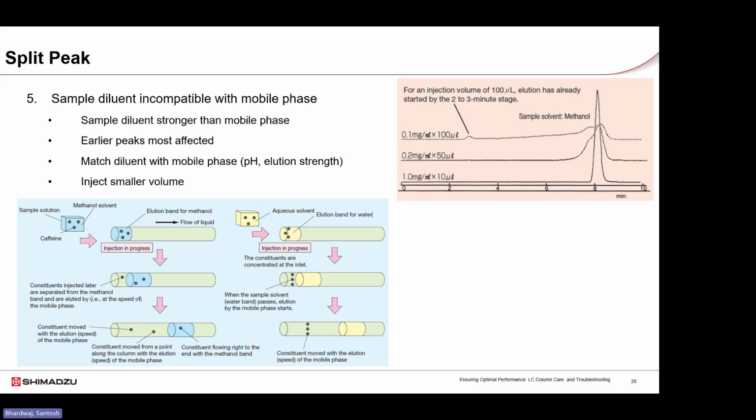Peak splitting can also be caused by a void at the column inlet, which can disrupt normal flow. Such voids are often created by mechanical stress or pressure shocks applied to the column. In more severe cases, such as bed collapse caused by operation at high pH, the damage is irreversible and column replacement may be necessary.